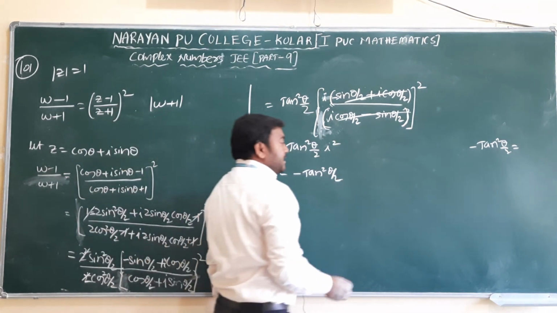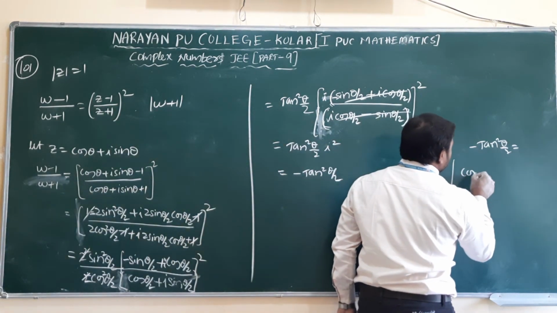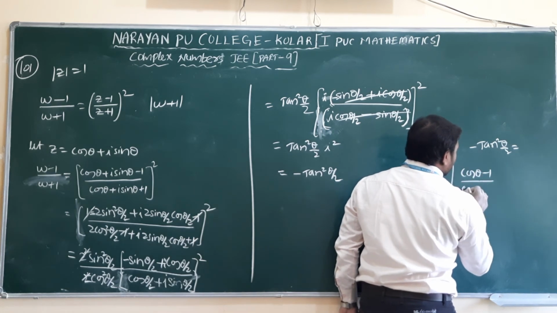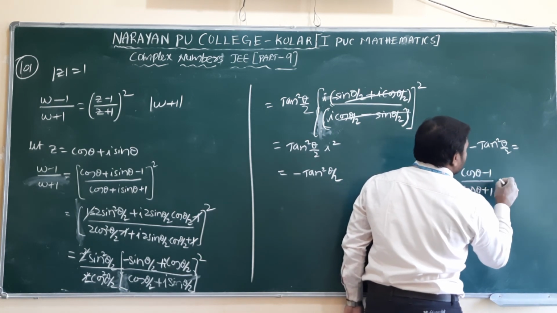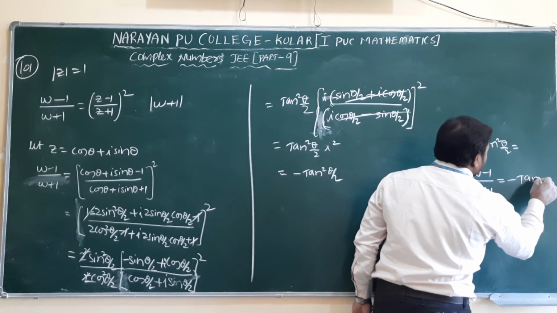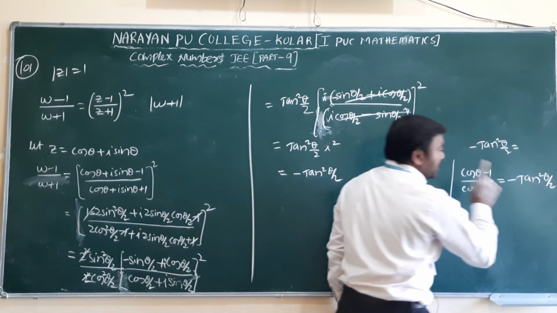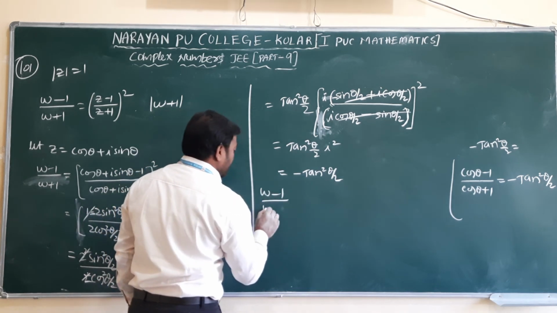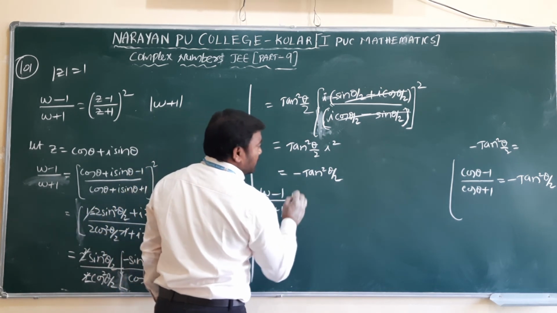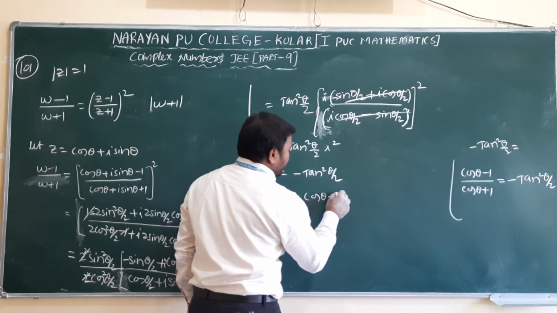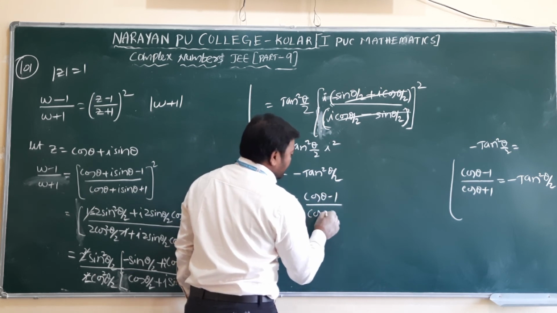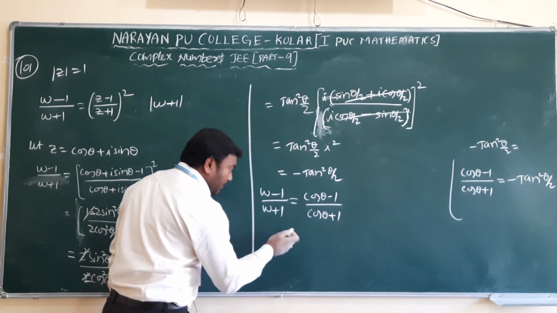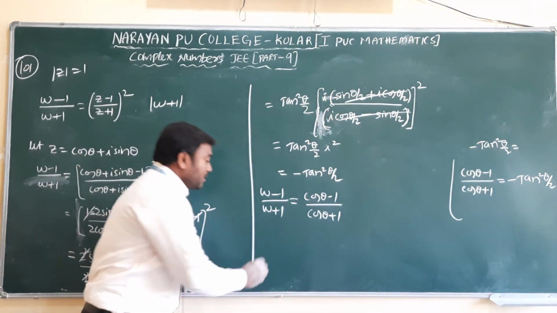But we know that condition here. So (cos theta minus 1)/(cos theta plus 1) is equal to minus tan square theta by 2. So (omega minus 1)/(omega plus 1) is equal to (cos theta minus 1)/(cos theta plus 1). Therefore the omega value, omega is equal to cos theta.